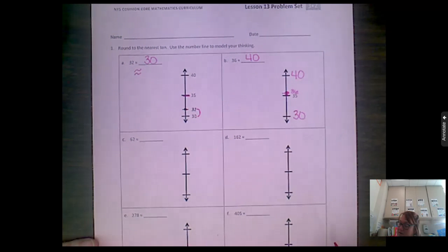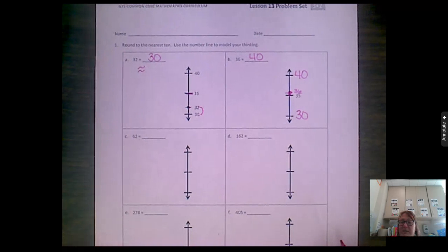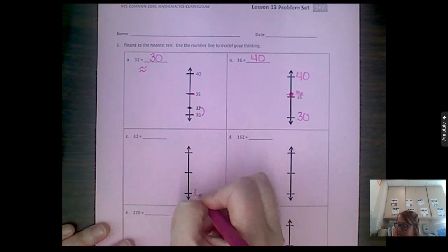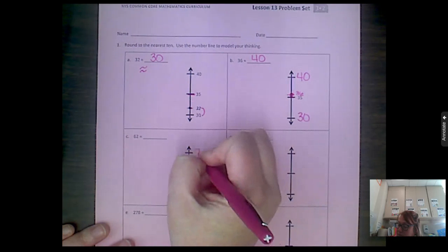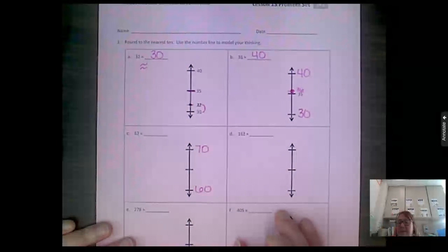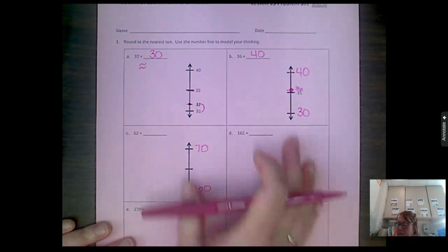Okay. For the next one, we have 62. What 2 tens is 62 in between? It is between 60 and 70. So we're going to fill in our tens, 60 and 70. Good. What would go right in the middle between 60 and 70? What's going to go right there?